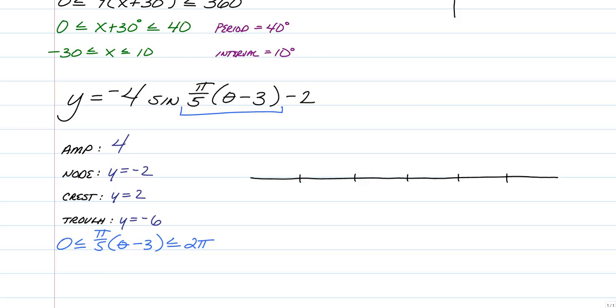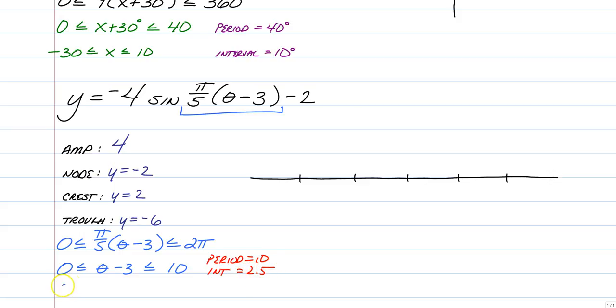Okay? So now we have to divide both sides by pi over 5, which is multiplying by the reciprocal. So that's just going to give us 0 is less than or equal to theta minus 3, which is less than or equal to 2 pi times 5 over pi, which is 10. So remember, this right here is our period. So our period is equal to 10. Divide that by 4, and our interval is equal to 2.5.